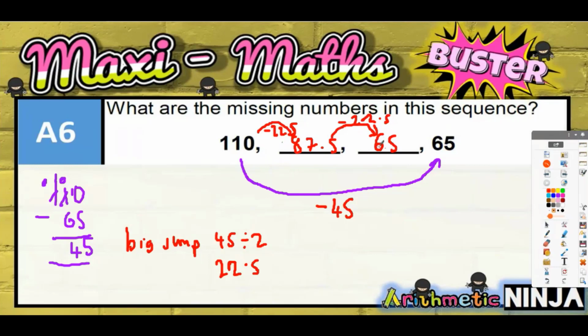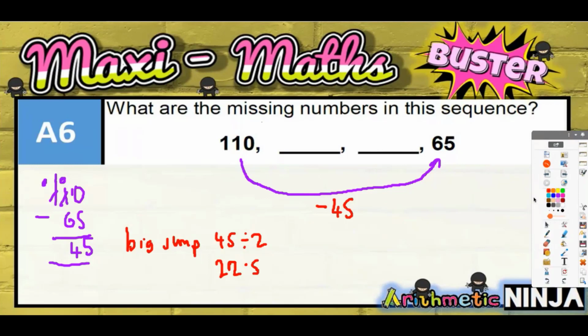And that's wrong, because you shouldn't be hitting 65 until the fourth number of the sequence. 65 is the fourth number of the sequence, and we've landed on 65 on the third number of the sequence. So that's basically wrong, because we should never have divided it by 2. Yes, there are 2 empty spaces, and the big jump is 45, but we shouldn't be dividing the big jump of 45 by 2 empty spaces.